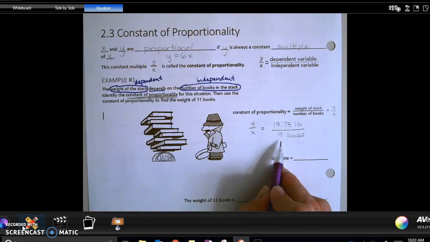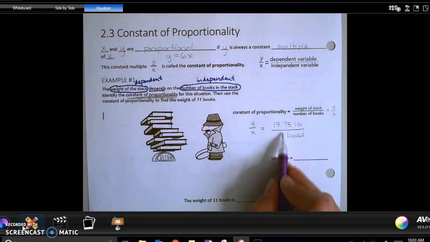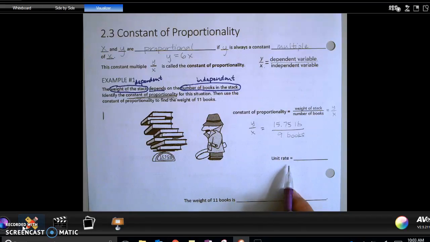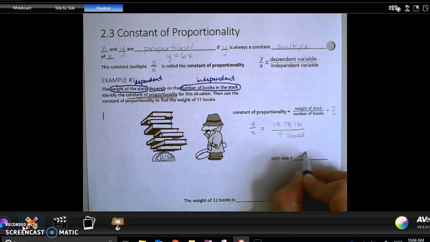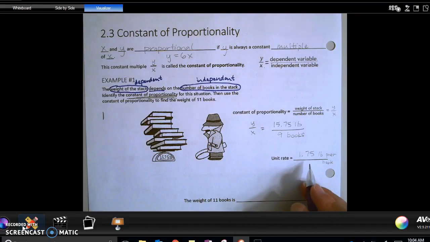But let's reduce this and let's simplify. So if I take 15.75 divided by 9, I'm going to get down to a unit rate. 15.75 divided by 9 tells me that it is 1.75 pounds per one book. So you'll remember that a unit rate always has a denominator of 1. So it's 1.75 pounds per book. That is my constant of proportionality, reduced to lowest terms.